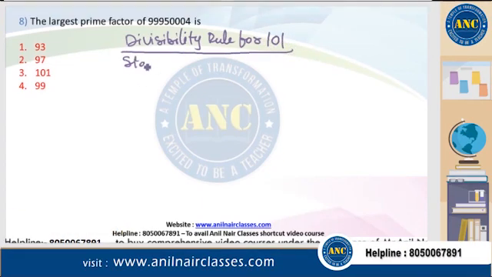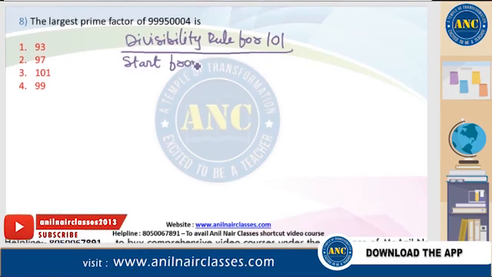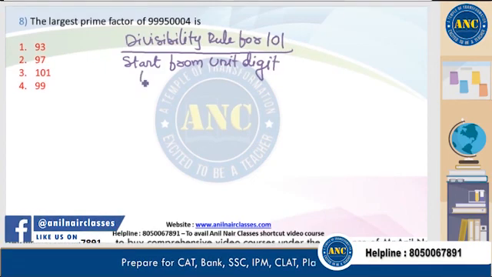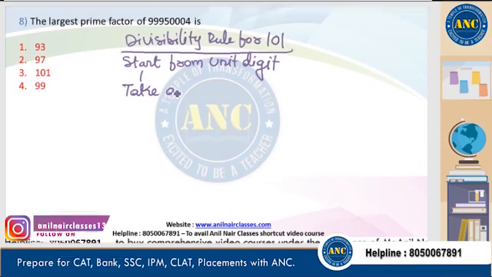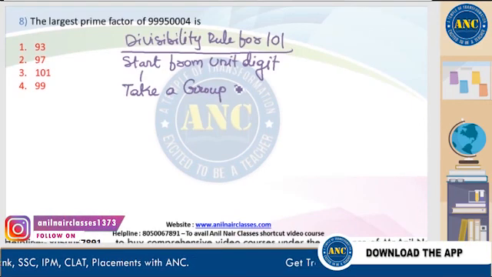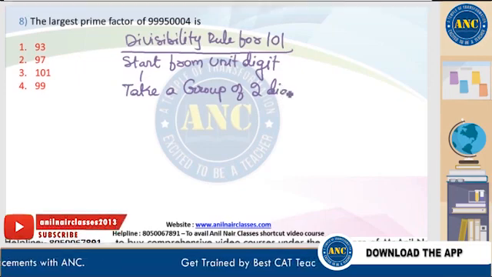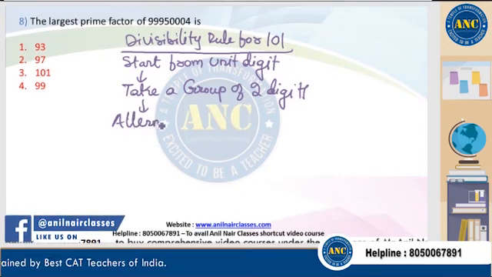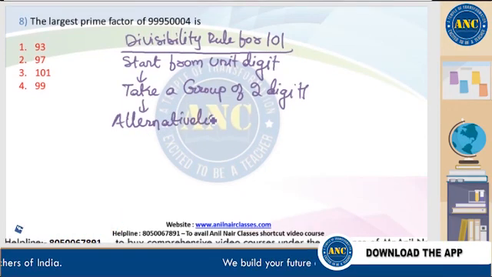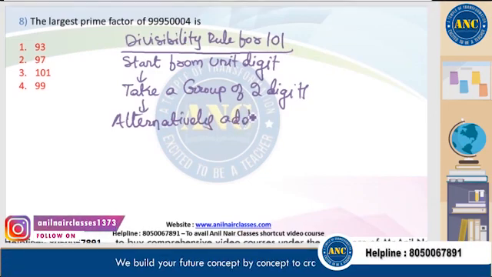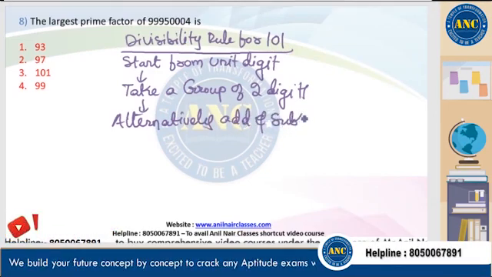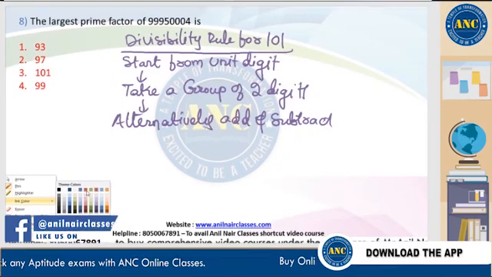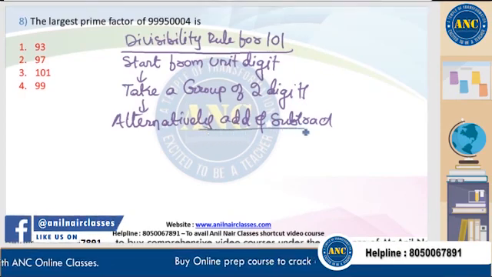Start from the right-hand side, from the unit digit. Take a group of 2 digits. Alternately add and subtract. Why is it alternately add and subtract? We will underline this point and understand it.